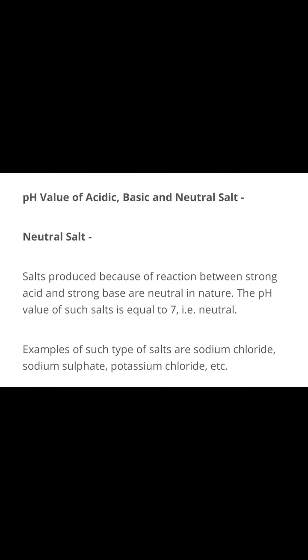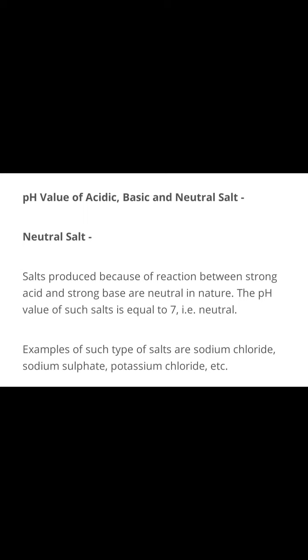Now, pH value of acidic, basic and neutral salts. First of all, try to understand, children, there are three kinds of salts possible: acidic salts, basic salts and neutral salts. Neutral salt, first of all, we'll be talking about.